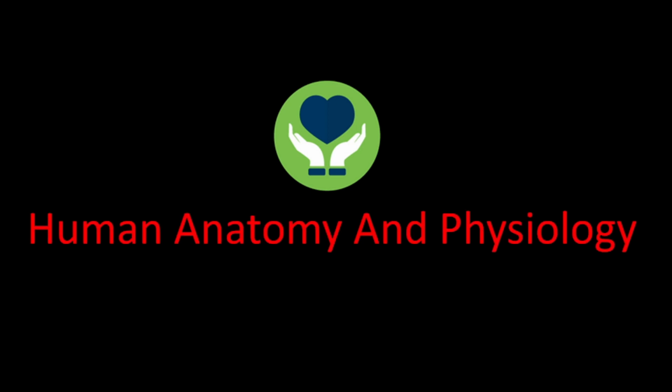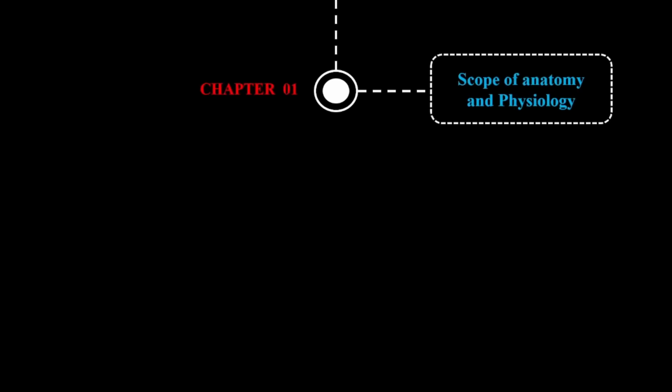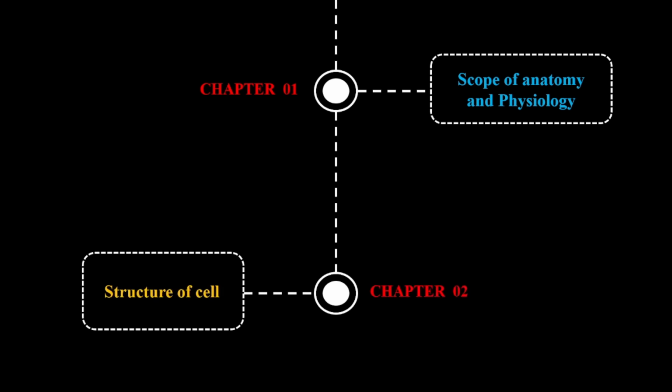From today onwards, we are going to start a new subject of human anatomy and physiology. So, we are going to see which are the different topics we are going to cover in this video lecture series. First one is scope of anatomy and physiology. In that we are going to discuss what is the scope of anatomy and physiology and some definitions of various terms. Next chapter is structure of cell. In that we are going to see what is the structure of the cell and its components and their functions.